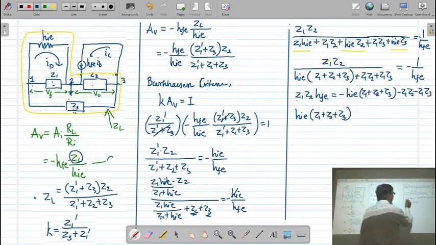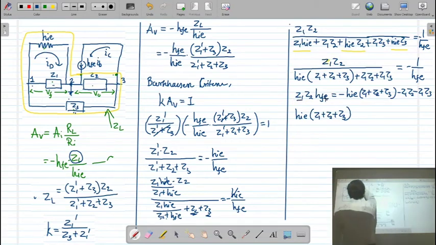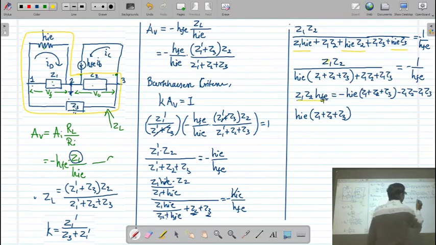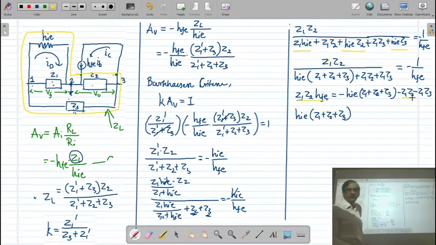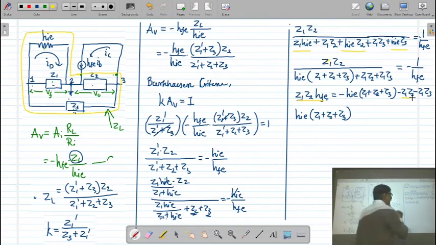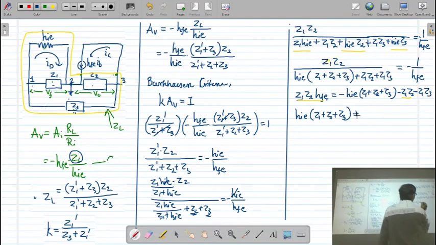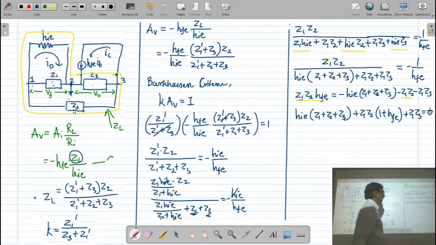Now, if you look at this, Z1 Z2 hfe is here, and the Z1 Z2 is there. We are taking the Z1 Z2 on the other side, so we can have this common term. So plus Z1 Z2 into 1 plus hfe and plus Z1 Z3. This is equal to 0. Correct?